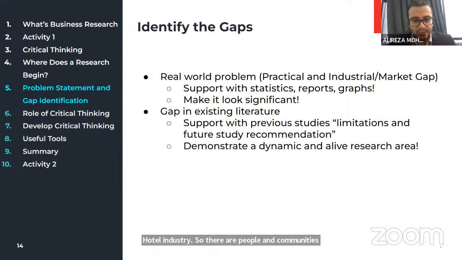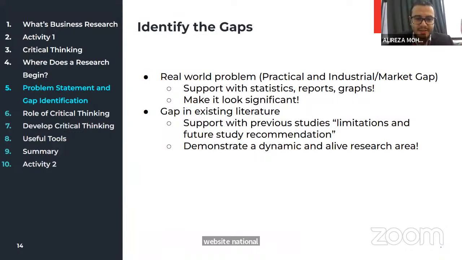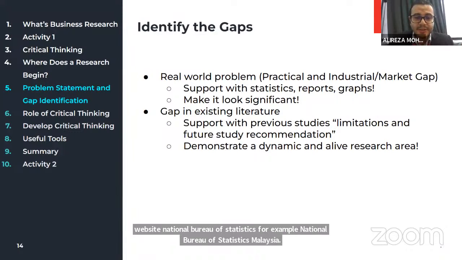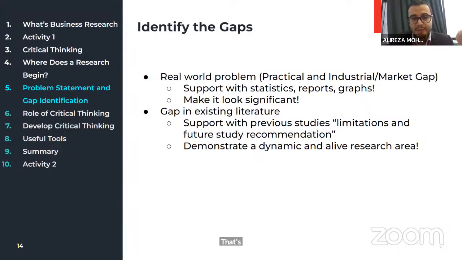Write about it. Highlight clearly this problem is causing hardship to which communities? Who is dealing with this problem? Support it with infographics, statistics, numbers, tables, but all has to be reliable and official. One quick tip, in every country there is a website, National Bureau of Statistics, for example, National Bureau of Statistics Malaysia, National Bureau of Statistics Indonesia. Refer to their website, they have some statistics which will help you and it's official.